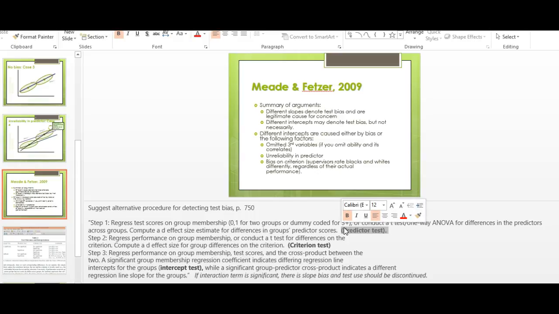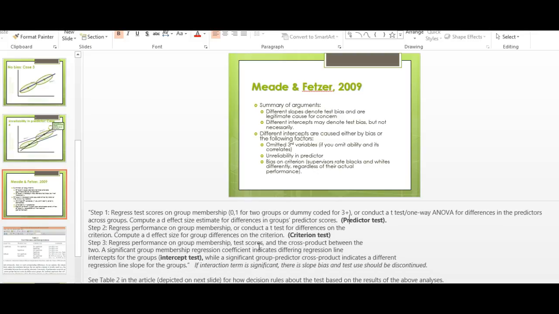If you see differences in the groups at this stage, this is a necessary but insufficient condition for test bias. So if you see this, it could be that test bias is happening, but not necessarily. The second step is you do a criterion test. So after everyone's hired, you have their performance scores, and you want to see if the groups differ on performance. Okay, so a t-test or, again, one-way ANOVA. Finally, the third step is your traditional MMR.